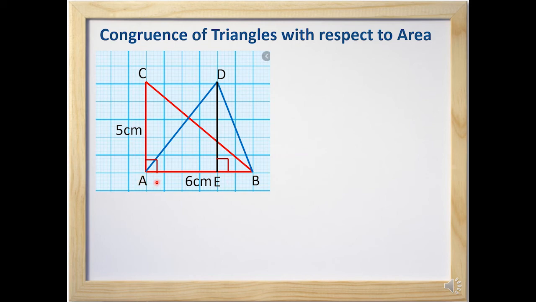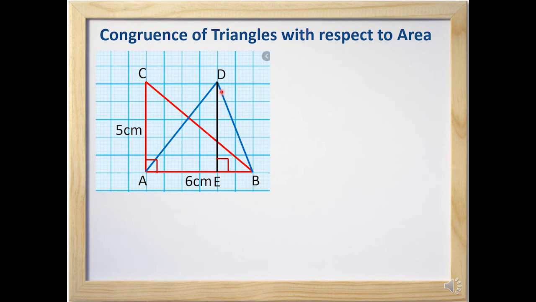And then the height of triangle ABC is given by AC, and we can easily find that the height of this triangle ABC is equal to 5 centimeter. We can see here 1, 2, 3, 4, 5. Now let us consider the triangle ABD.